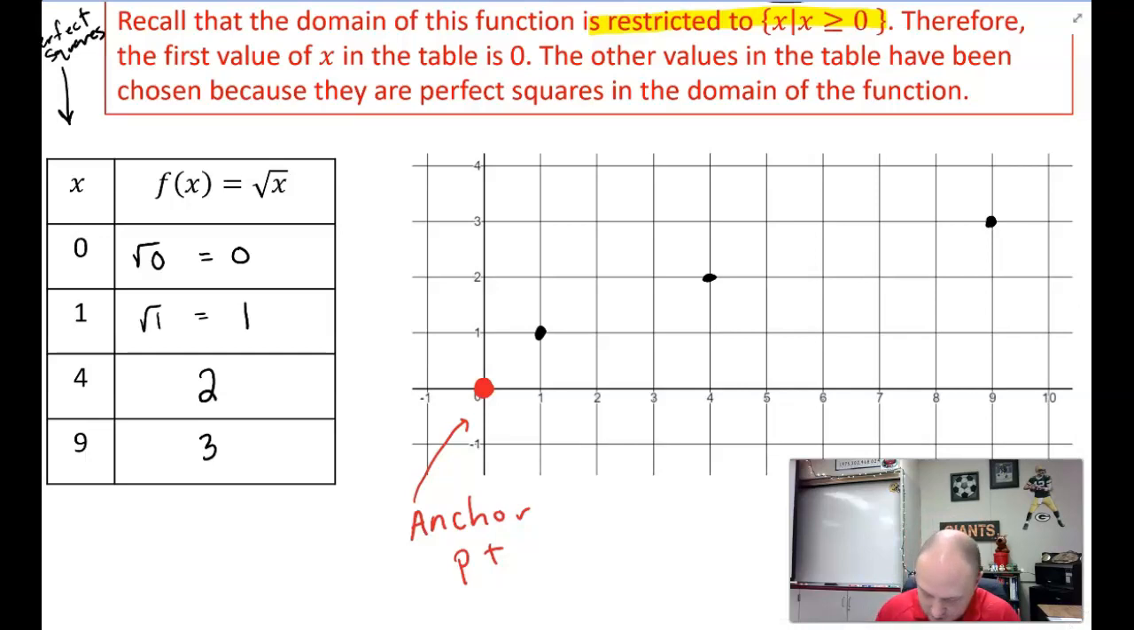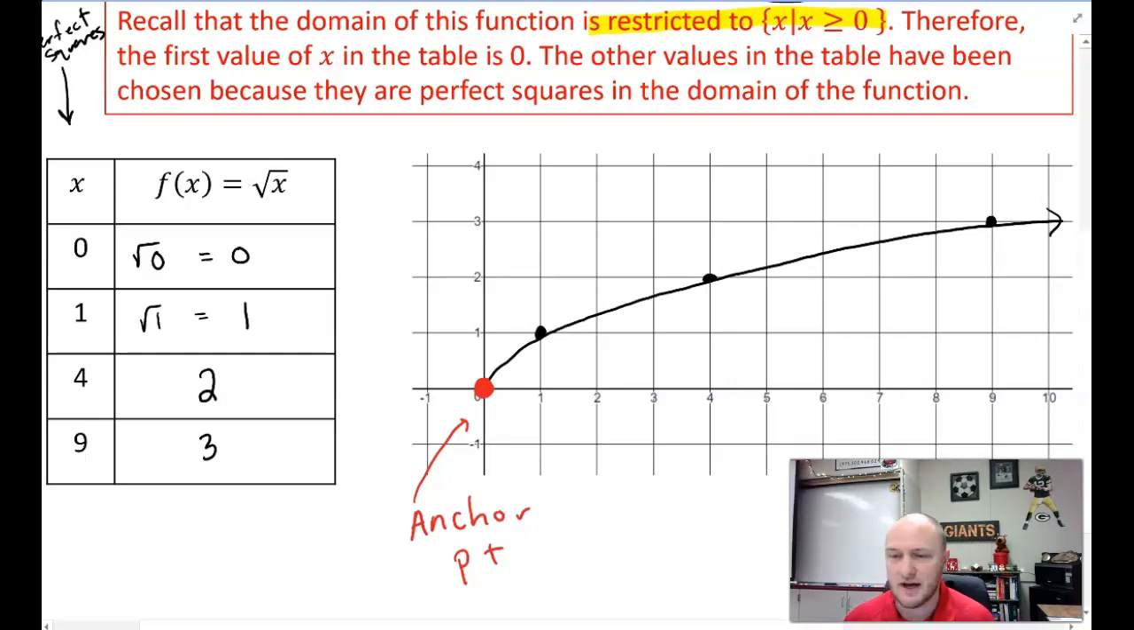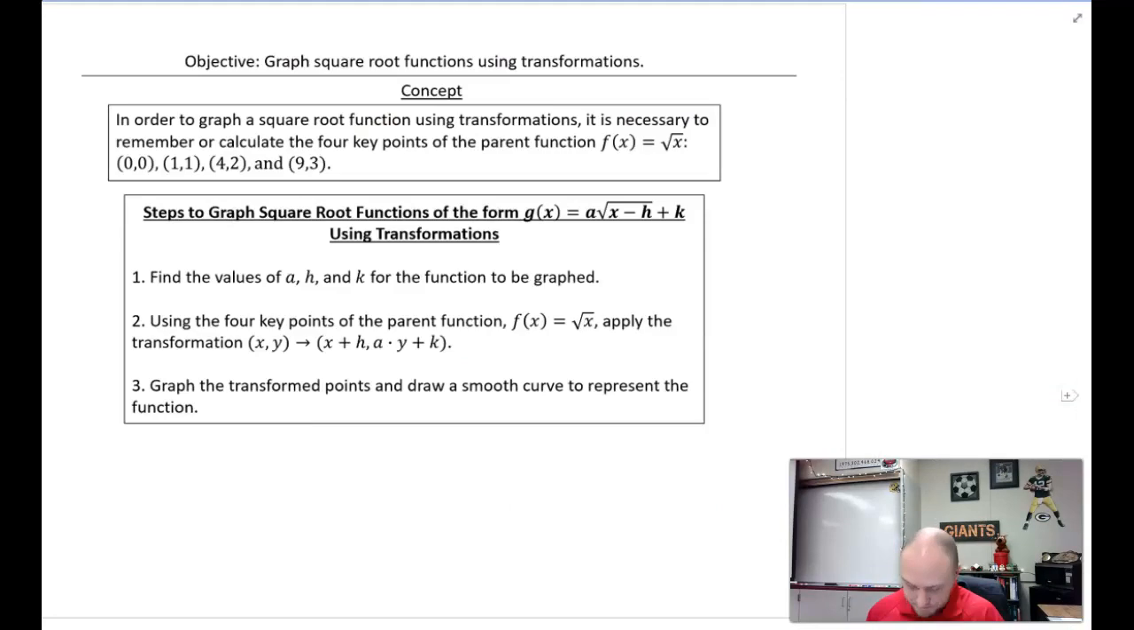And then our function looks like this. And we looked at these functions last unit. So I do have my endpoint, 0, 0. Notice I do not have an arrow over here. Okay, so don't draw an arrow. That endpoint is an endpoint because if you go past 0, you get into imaginary land. Okay, and don't go into imaginary land. All right, so there's the square root function.